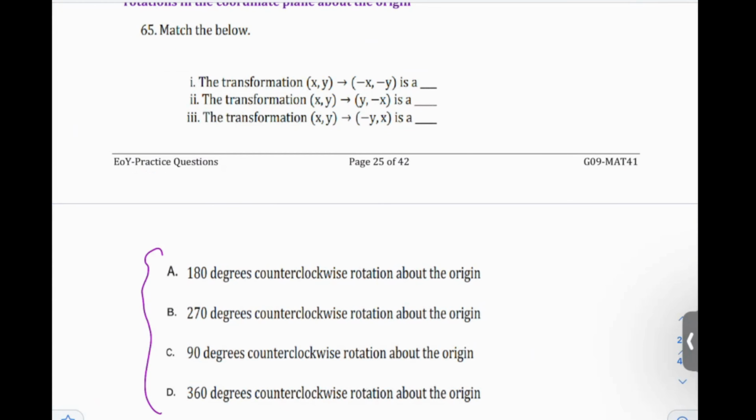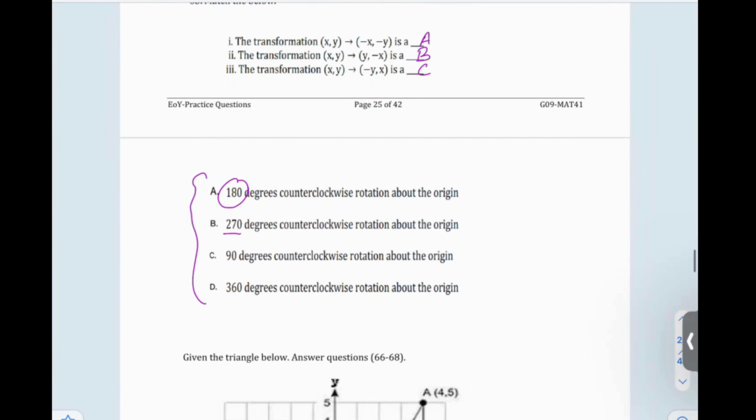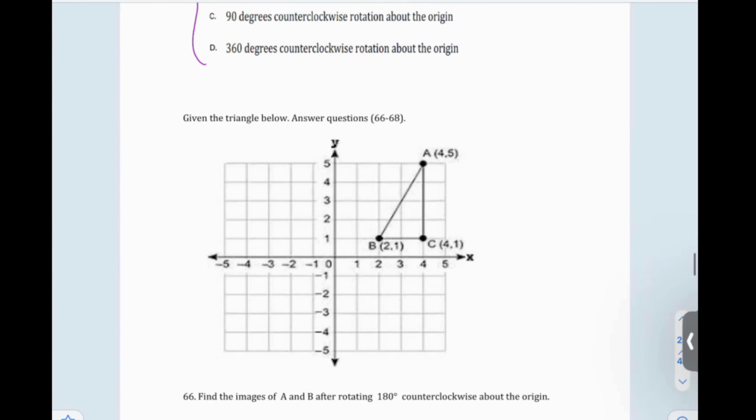The transformation (x, y) to (-x, -y) is A, 180 degrees about the origin. So you will choose A. The transformation (x, y) to (y, -x) is 270 degrees, which is in our case B, this one. Last one, transformation (x, y) becomes (-y, x), it's C, this is 90 degrees. These are counterclockwise and about the origin. Yeah, so the formula sheet will give you that, but it's easy to pick them.